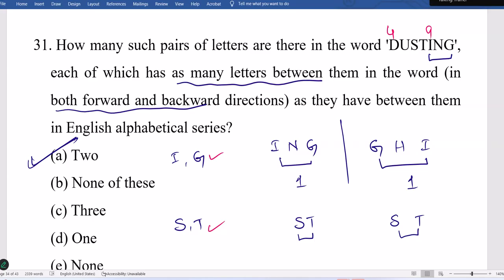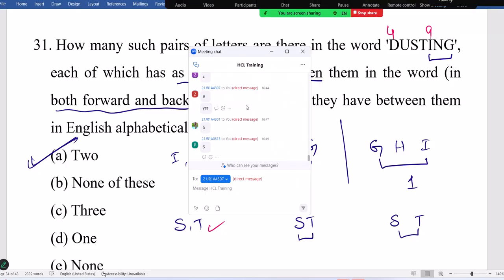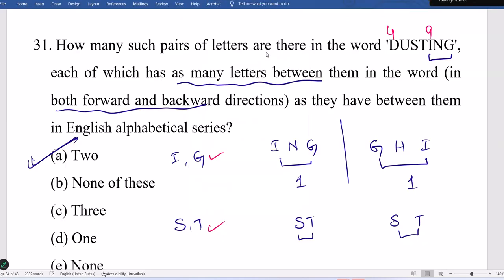And then next with S. S with D, S with U, S with T, fine, S with T only is fine. S with I and G, no, waste. Then T with, don't say again T and S. Already S and T is taken, don't say it again. That's one pair, don't count that. It seems only 2 such pairs are available, not 3.